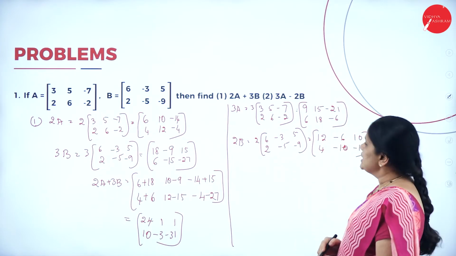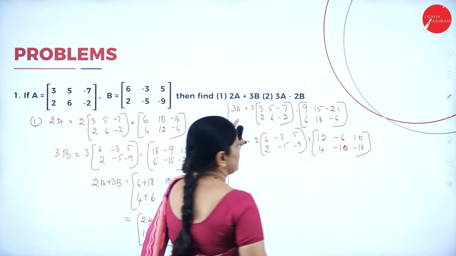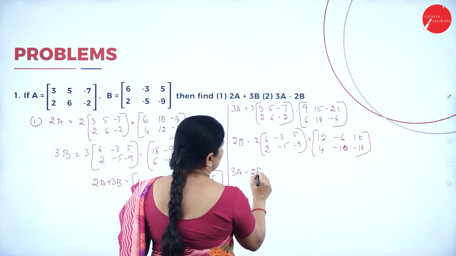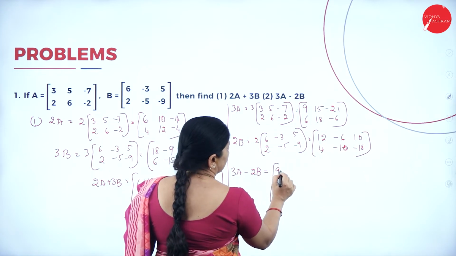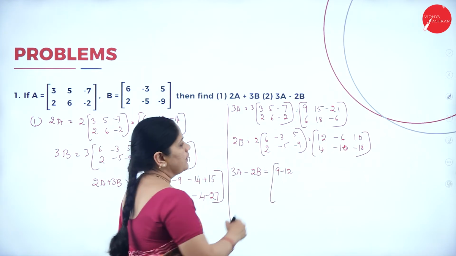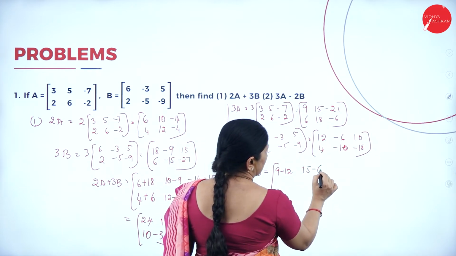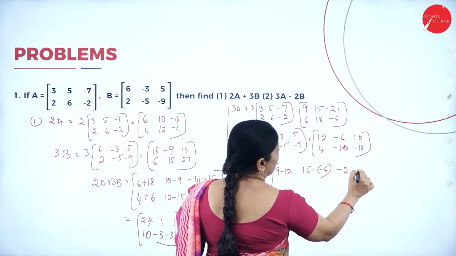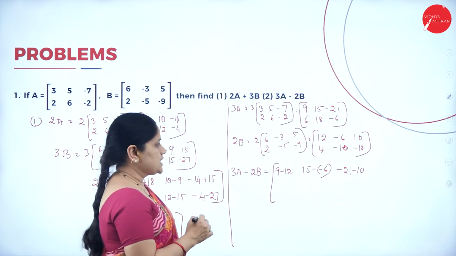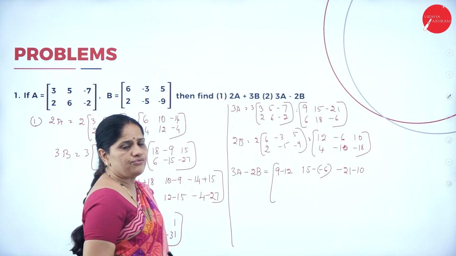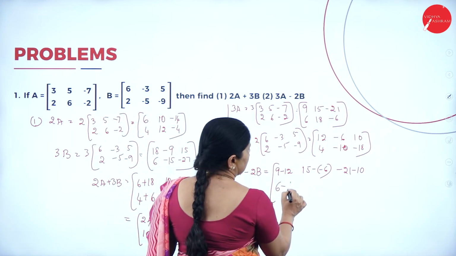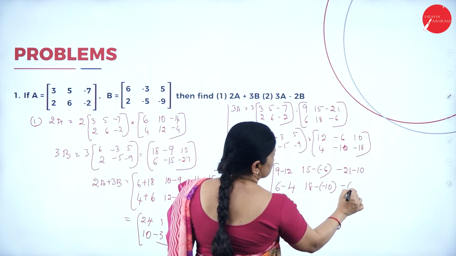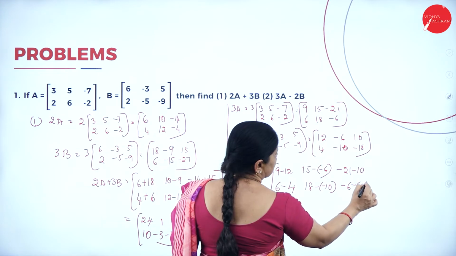So we have these numbers. Now we have to do 3a minus 2b. So 3a minus 2b equals 9 minus 12, then 15 minus of minus 6, then minus 21 minus 10. Next one, 6 minus 4, 18 minus of minus 10, minus 6 minus of minus 18.